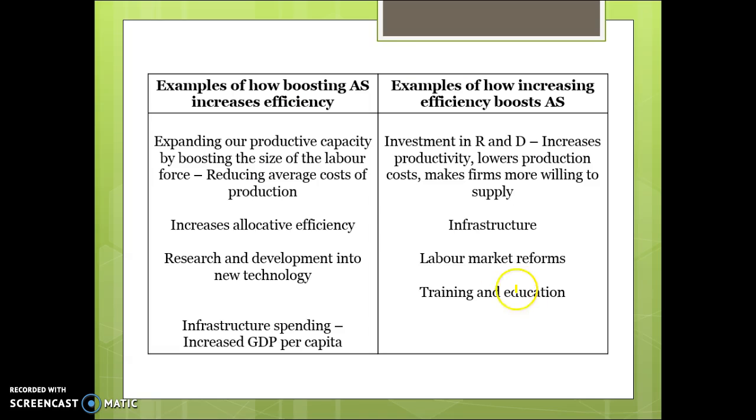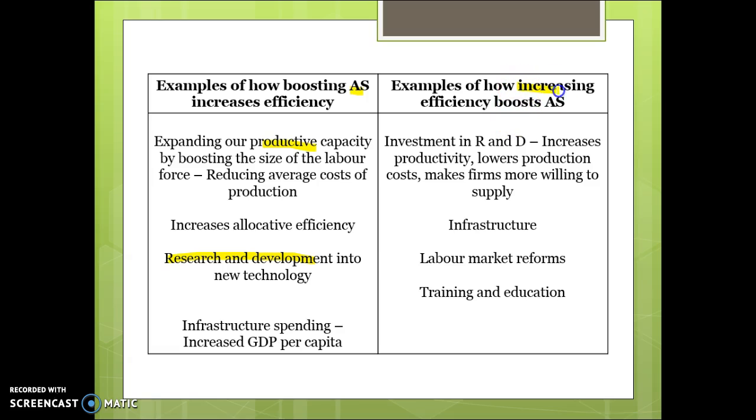You need to be able to articulate how boosting aggregate supply can increase efficiency. So boosting our productive capacity by boosting the size of the labour force helps to reduce average costs of production for firms. That would be an example of an aggregate supply policy, which will then boost technical efficiency, because we've boosted our aggregate supply by increasing the size of our labour force. That's allowed us to lower our average cost of production because wages go down, and that helps to boost technical efficiency because it allows for greater output at a lower cost. Research and development into new technology would be a supply-side policy that will allow for increased technical efficiency. Infrastructure spending is another example that we can use to try and boost efficiency.